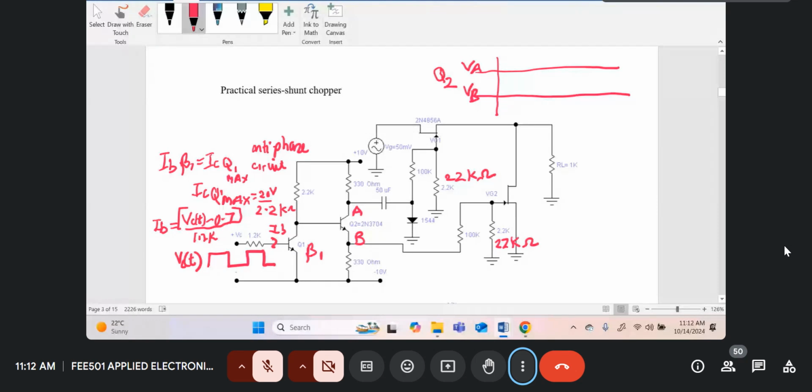I think we have to start. A better way would be to start with the transistor initially off. So let's start with Q2 off. When Q2 is off, point A and point B are isolated. So the voltage at A will be 10 volts.